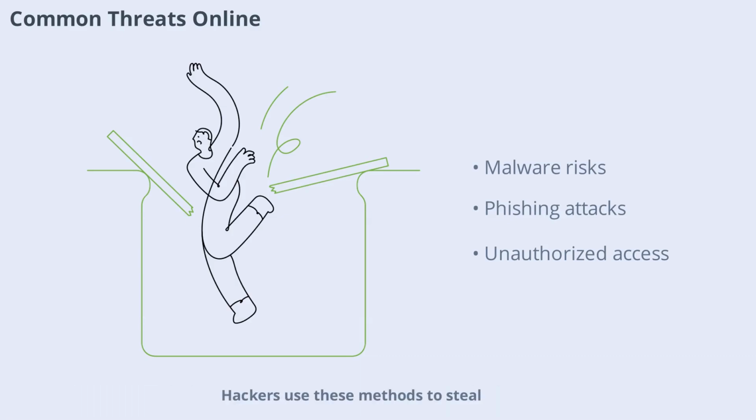Hackers use these methods to steal sensitive information or disrupt your operations. Even seemingly harmless activities like clicking on suspicious links or downloading unknown files can expose you to risks. Recognizing these threats is the first step in defending against them. In the following scenes, we'll break down each threat and show you how to protect yourself and your network from harm.